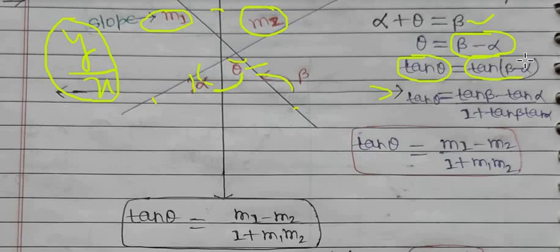And one formula we have is tan(A minus B), which is equal to (tan A minus tan B) upon (1 plus tan A into tan B). Here A is equal to beta and B is equal to alpha. So tan theta is equal to (tan beta minus tan alpha) upon (1 plus tan beta into tan alpha). This is basically a formula you all have to learn.